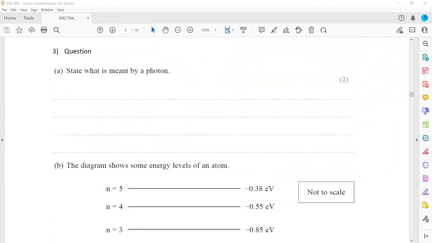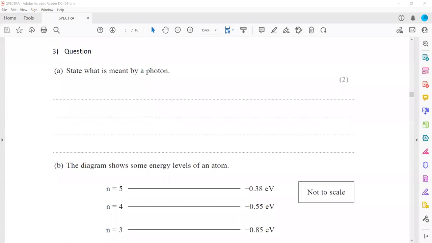The next question, question 3, is about what is meant by a photon. The term photon means it's a packet of energy, or a packet with a quantized energy, a fixed amount of energy. In short, you can say packet of energy or quantized energy. Even quantum of energy, quantum of light, electromagnetic radiation.